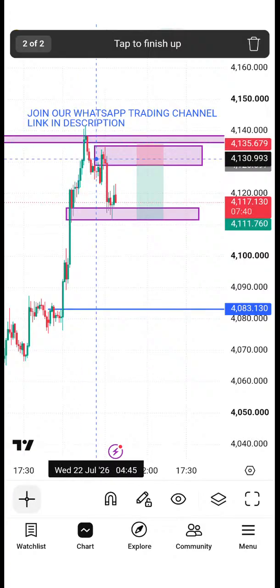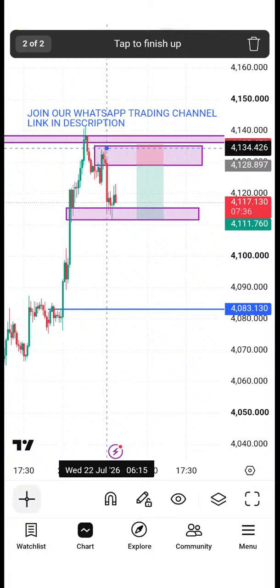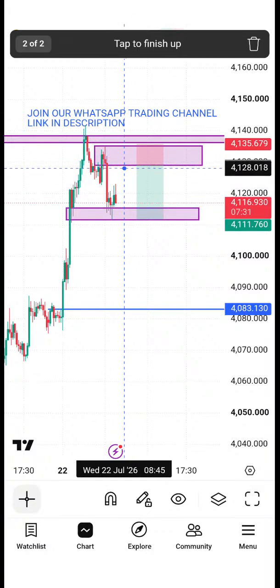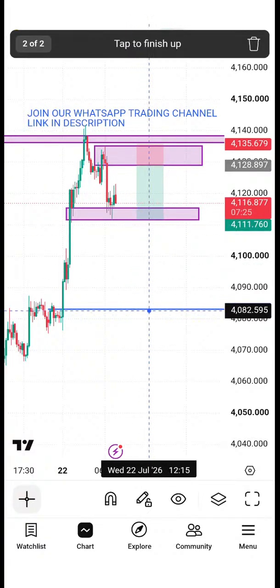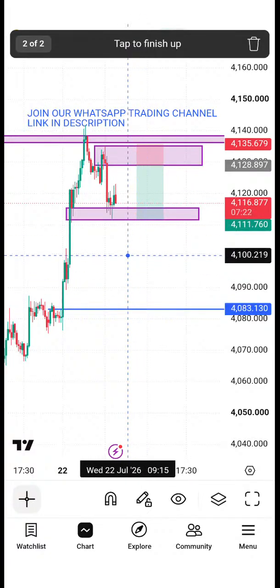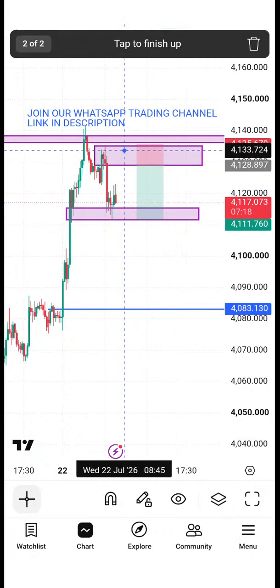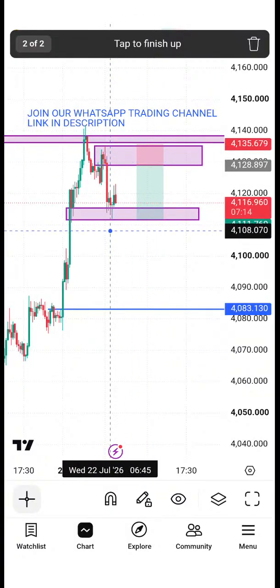You can see we're having a lower high, a lower low, a lower low, a lower high. Now there is a lower low. We're expecting what? A lower high. Then from the lower high, we expect a lower low. That's if price manages to hold around this area. You see?